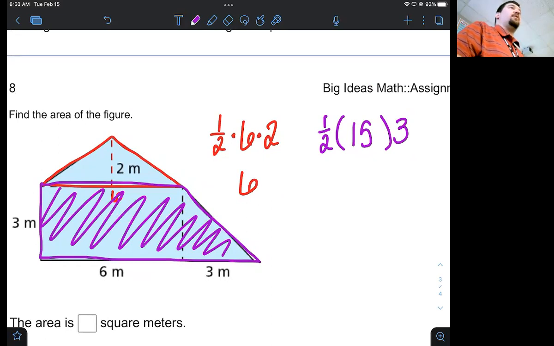So I don't know, well, you might know half of 15. It's not a whole number, it's a decimal. So if you don't want to do that, you could just do 15 times 3 first and then divide by 2. What's this area of the trapezoid? Whitney?